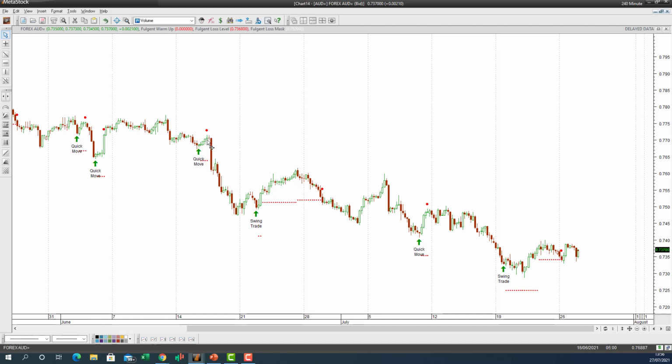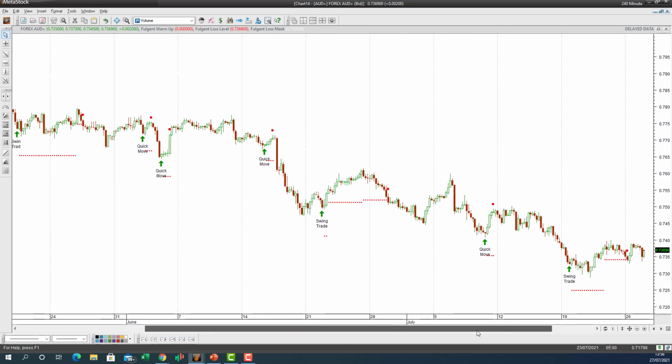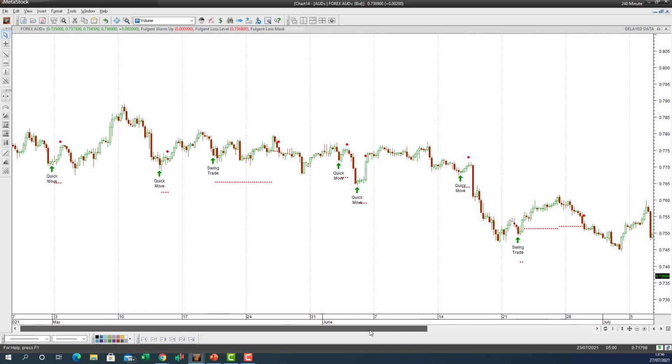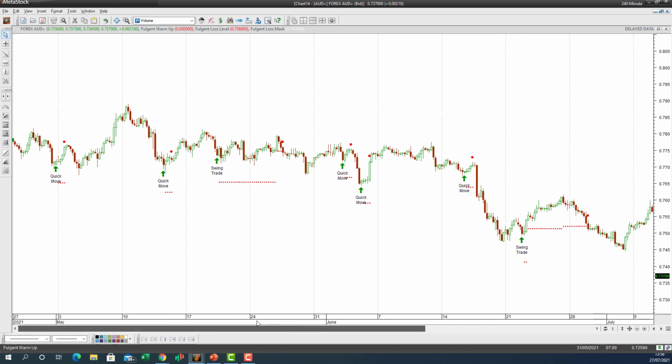The quick move is a 3 to 4 day holding period, and then a swing trade is a much longer holding period. You can see there that one worked out. Another quick move and another swing trade. And if we move across here, you can see the AI automatically adds a volatility adjusted stop loss in. You can see it there every time it has an adjusted stop loss.